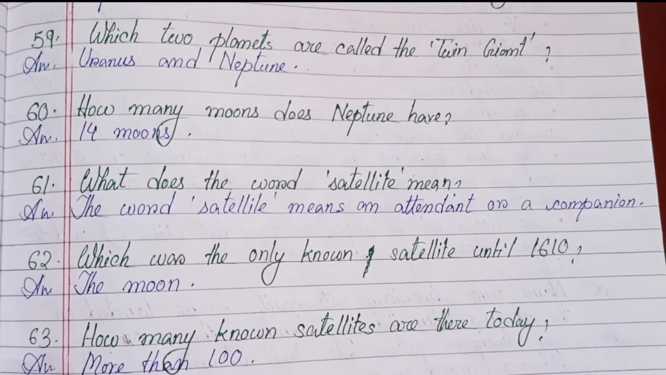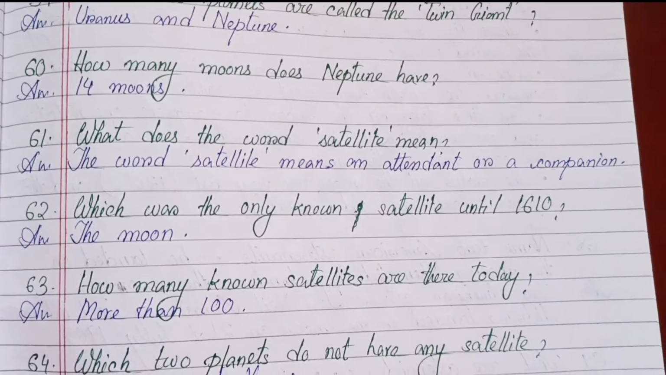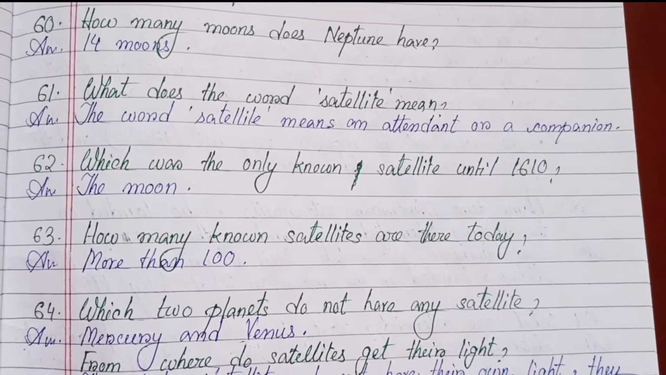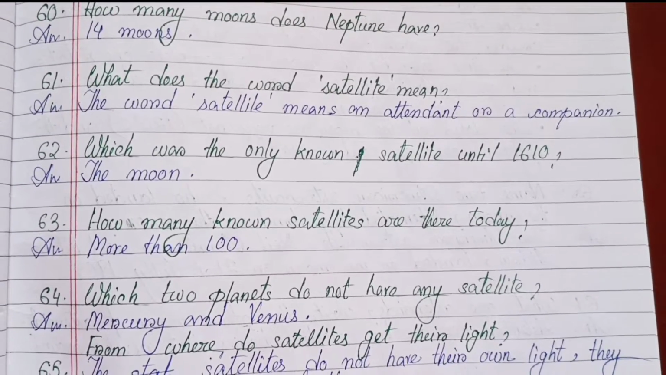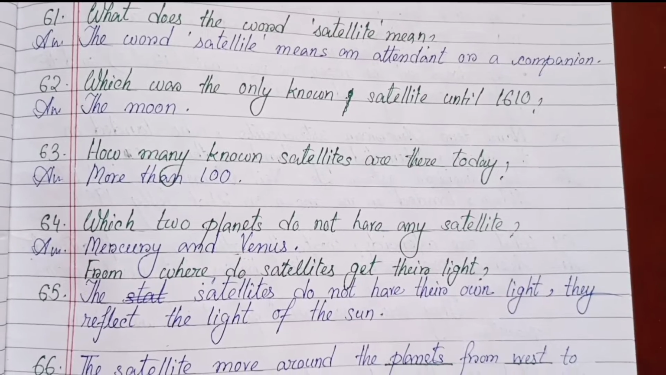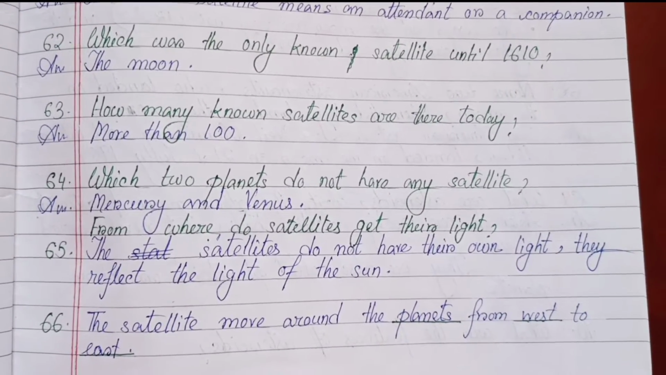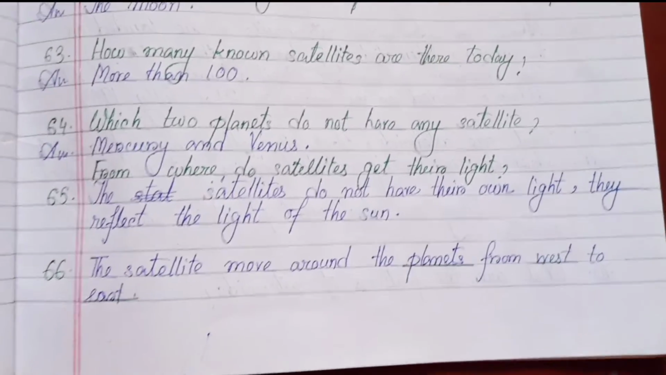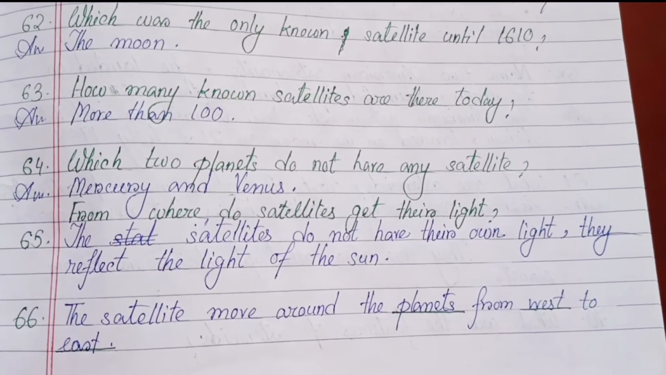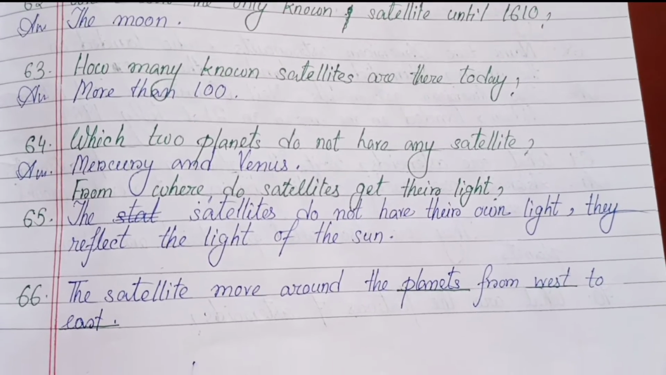How many moons does Neptune have? 14 moons. What does the word satellite mean? The word satellite means an attendant or a companion. The only known satellite until 1610 was the moon. How many known satellites are there today? More than 100. Which two planets do not have any satellites? Mercury and Venus. From where do satellites get their light? The satellites do not have their own light. They reflect the light from the sun.